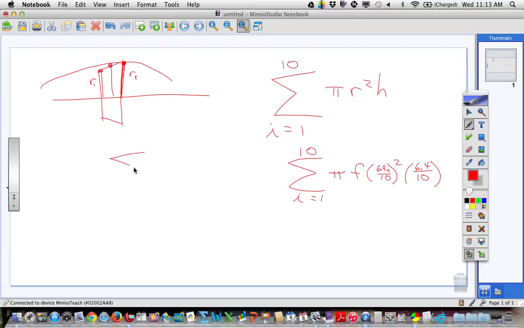Or all I really care about, to be honest with you, is if you just wrote this: pi f of x sub i squared and delta x. That's what I really care about here. I don't care about all this stuff. We did that back in chapter 5 when we were writing those sigmas, but I don't care about that. This is the part I care about: that you understand the sigma is adding up a bunch of volumes.